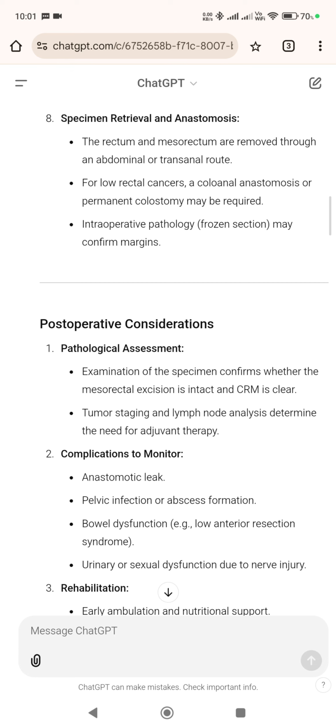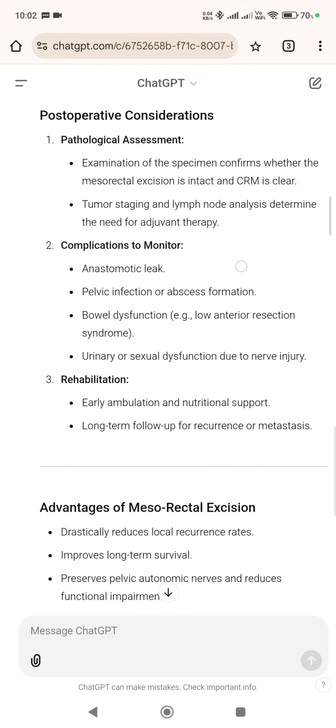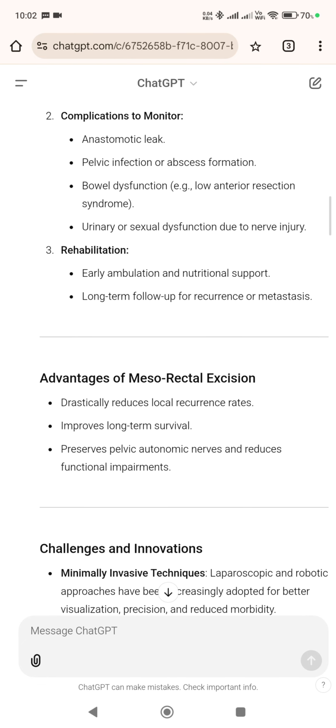Postoperative considerations. 1. Pathological assessment. Examination of the specimen confirms whether the mesorectal excision is intact and CRM is clear. Tumor staging and lymph node analysis determine the need for adjuvant therapy. 2. Complications to monitor. Anastomotic leak, pelvic infection or abscess formation, bowel dysfunction, e.g. low anterior resection syndrome, urinary or sexual dysfunction due to nerve injury. 3. Rehabilitation, early ambulation and nutritional support, long-term follow-up for recurrence or metastasis.